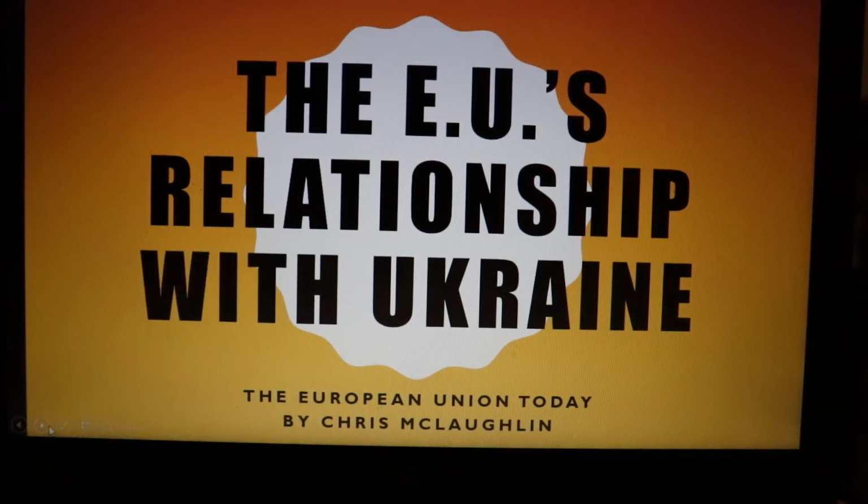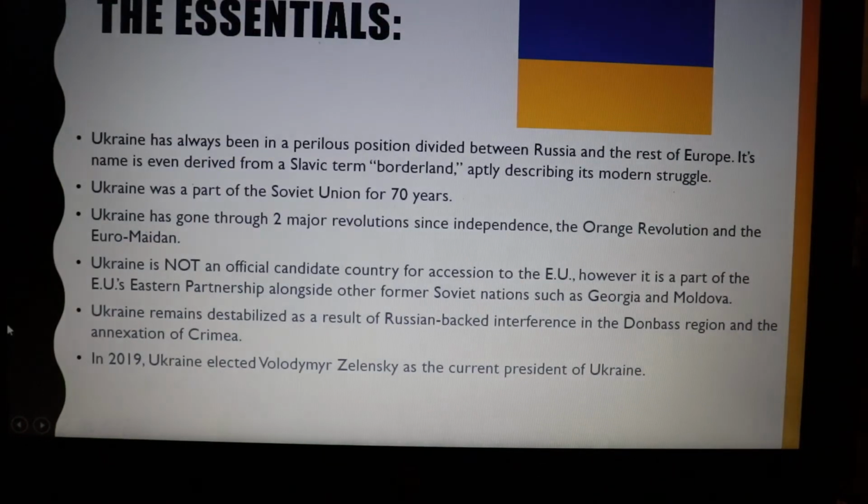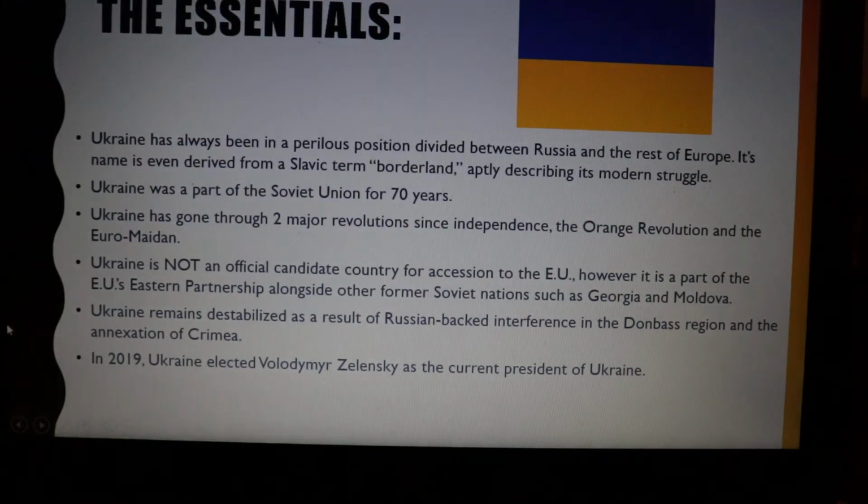For my presentation, I'm going to talk about the EU's relationship with Ukraine. So what are the essentials to know? Ukraine has always been in a sort of perilous position between Russia and the rest of Europe because it's quite literally situated between the two. And its name actually derives from the Slavic term for borderland, which is pretty apt. Ukraine was a part of the Soviet Union for 70 years and has gone through two major revolutions since independence, the Orange Revolution and the Euromaidan.